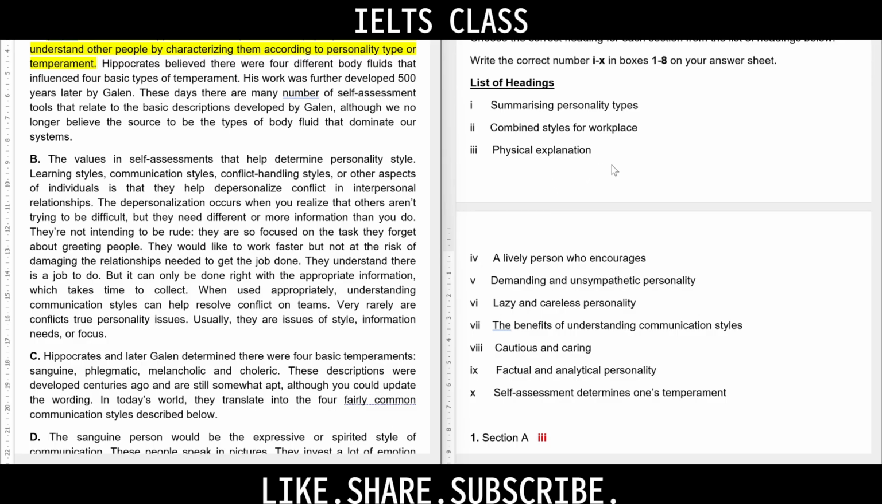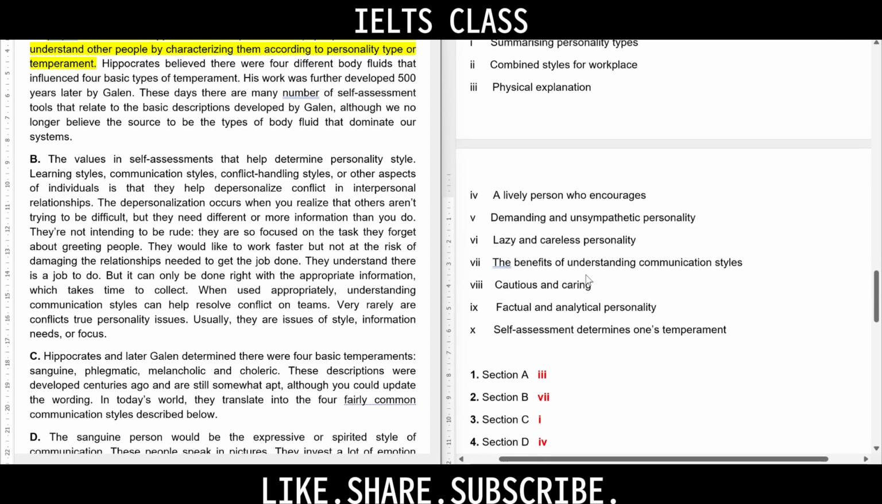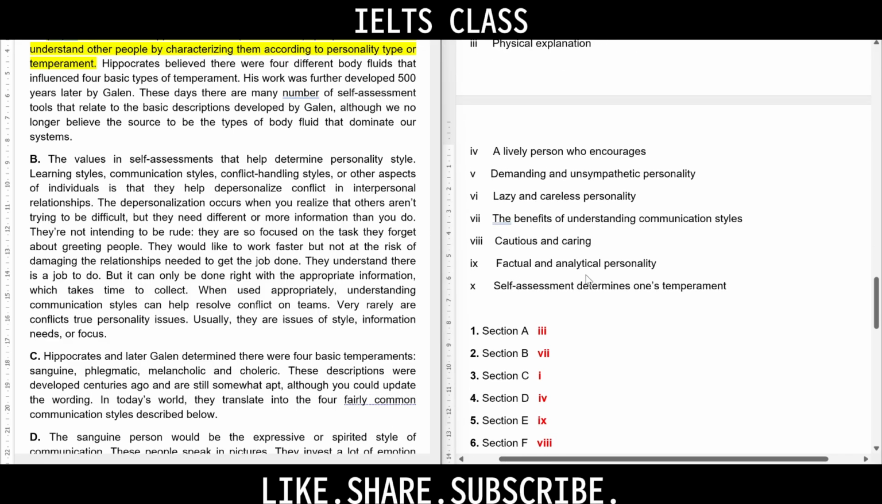So we would still see each option whether it would be the answer of any paragraph or not. So, physical explanation, they have not talked about any physical explanation. In fact, the explanation that is behind determining personality type, it is values. So, values, they are not a physical thing. So, definitely not the option third. A lively person who encourages, they have not talked about a demanding and unsympathetic personality, no. Lazy and careless personality, no.